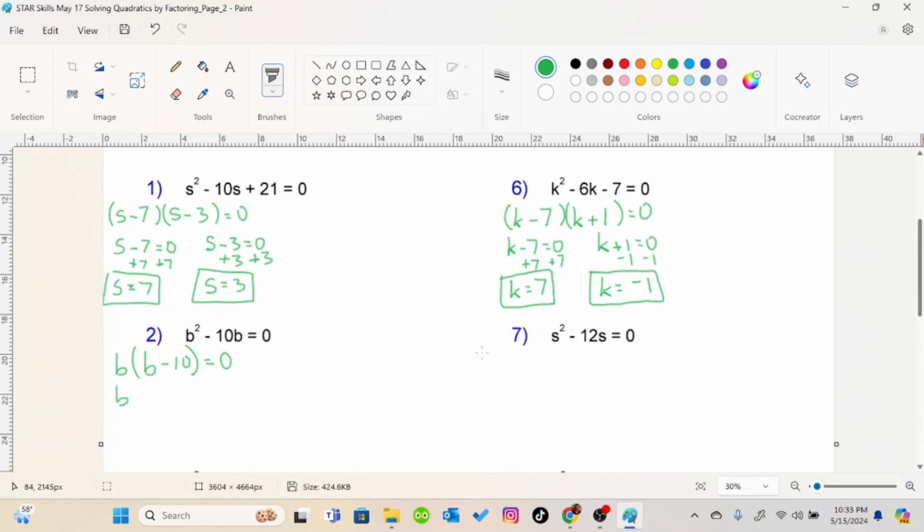Now we set b equal to 0, and we have one of our solutions. And if we set b minus 10 equal to 0, we add 10 to both sides, and we get our second answer, b equals 10.